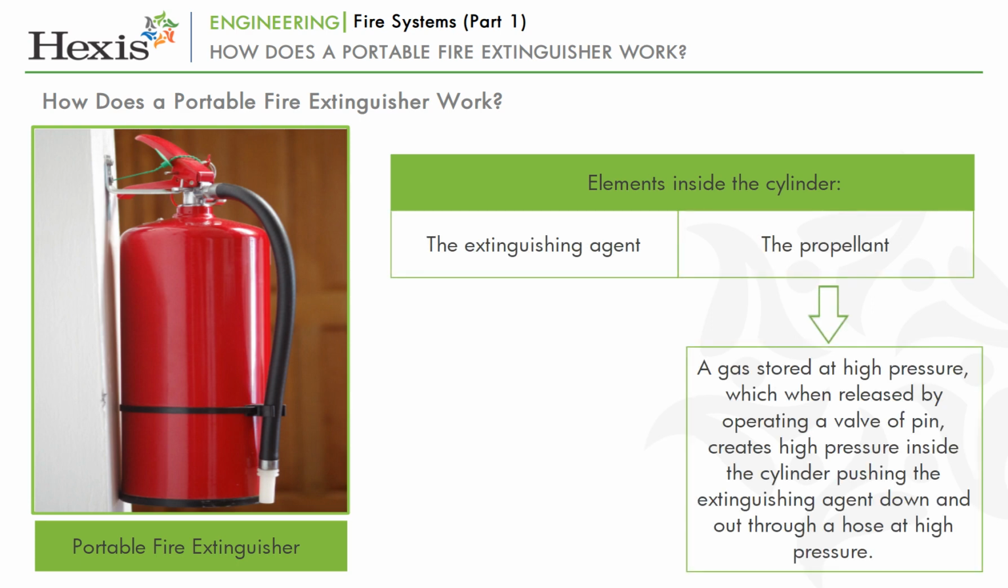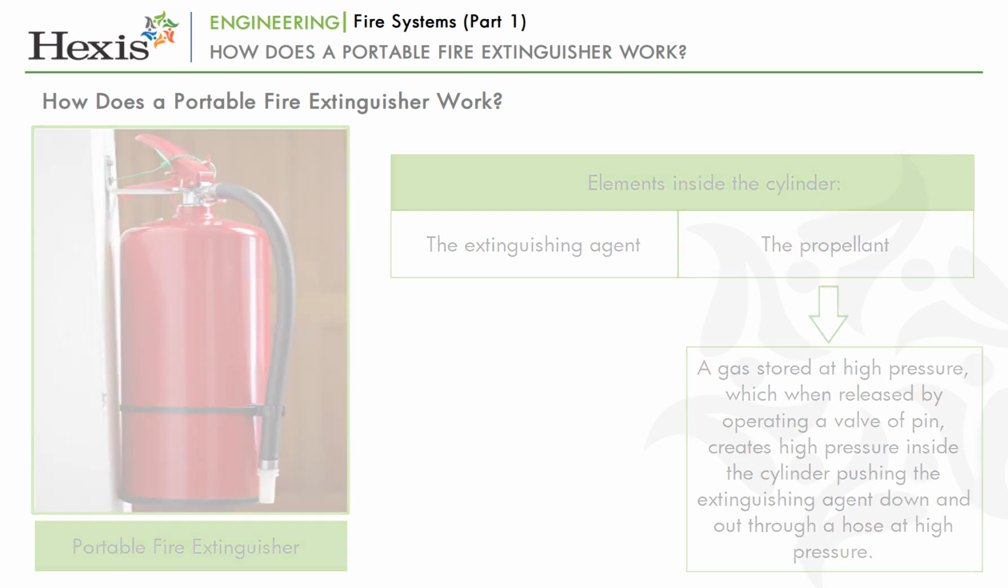The propellant is a gas stored at high pressure which, when released by operating a valve or pin, creates high pressure inside the cylinder, pushing the extinguishing agent down and out through a hose at high pressure. Depending on the extinguisher type, a safety pin or clip and a pressure gauge may or may not be available. Now, let's understand the working of a simple water extinguisher with the help of an animation.